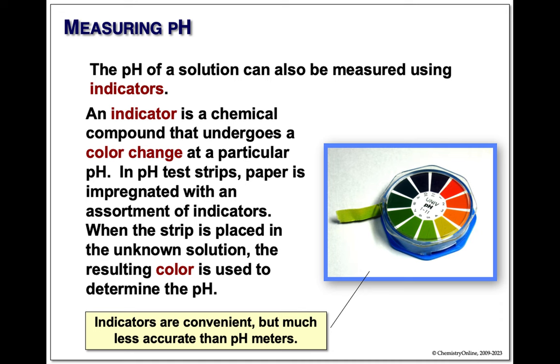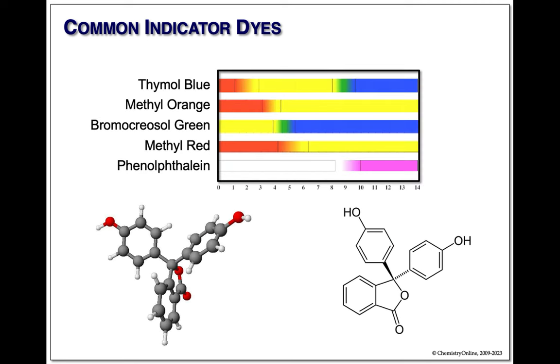Now, pH paper itself is a miracle substance. It's a mixture of indicators. Indicators are compounds that undergo a color change at a particular pH. Examples: thymol blue, methyl orange, bromocresol green, methyl red, and phenolphthalein. As you raise the pH, they undergo these color changes. The one that we use in lab all the time is phenolphthalein. That's this guy, the organic model. There's the compound itself. As you raise the pH, you remove these hydrogens and it turns pink. It's around neutral when that happens.